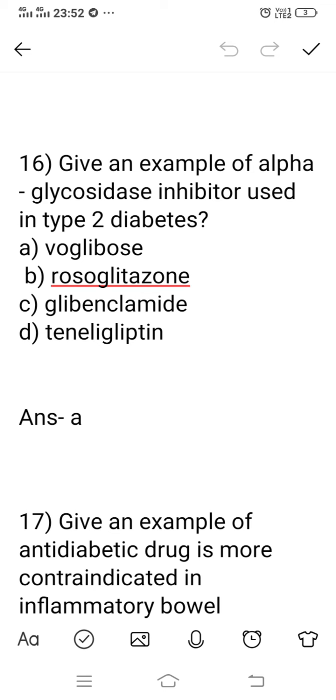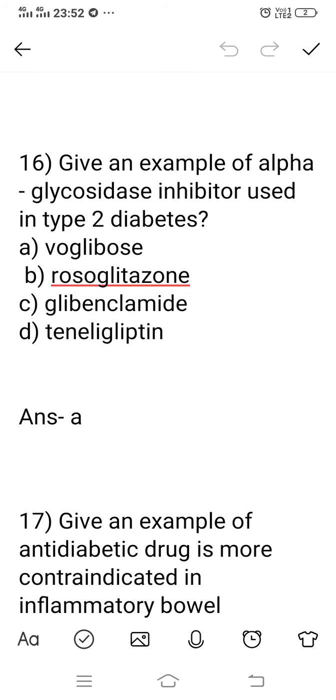Option number C, glibenclamide. It belongs to the second generation of the sulfonylurea group of antidiabetic drugs. What is the mechanism of glibenclamide? Glibenclamide acts by inhibiting the ATP sensitive potassium channel. With inhibition of the ATP sensitive potassium channel, depolarization of the beta cell occurs. As a result, calcium entry is promoted, which promotes insulin secretion.